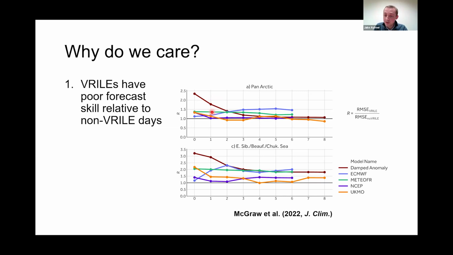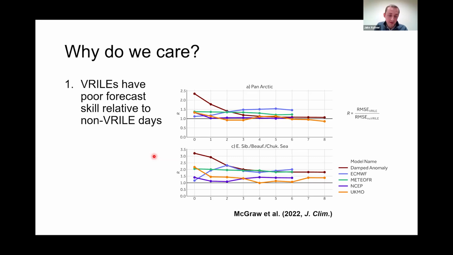So in this study, they also analyzed the 2012 event, which I mentioned on the previous slide. And they found that actually very few models got the right magnitude of the sea ice decline during that event, even though the cyclone itself was fairly well forecast. So that's one reason why we might care about these VRILs.